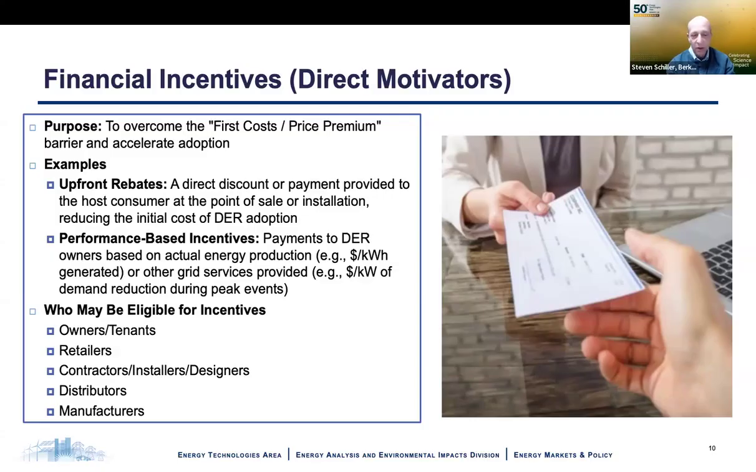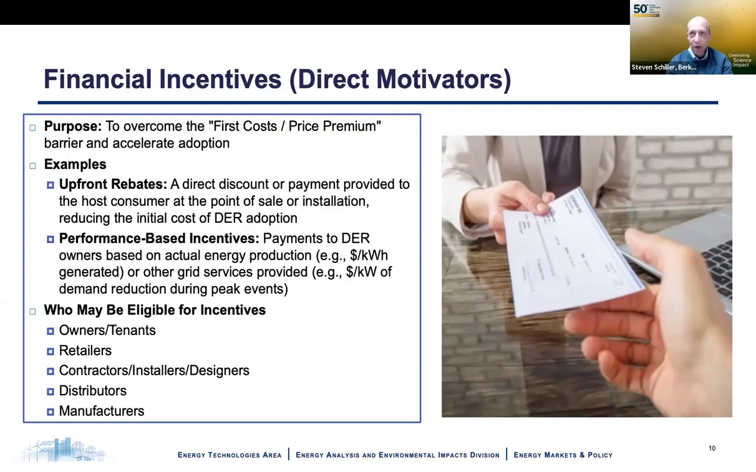But the idea here is to actually provide payments based on the performance, the actual energy production, for example, or the amount of demand saved over a period of time. So you're not paying right up front, you're paying for performance. And that's basically what these are called, paid for performance.